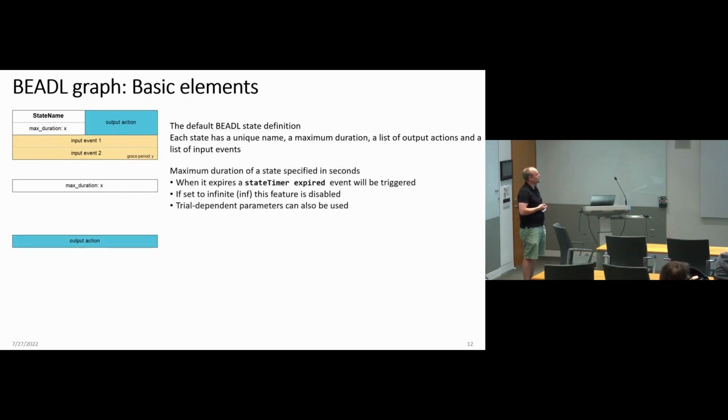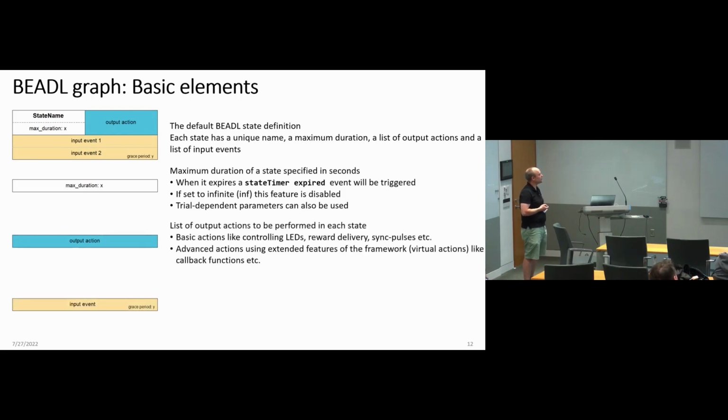We have a list of actions that we want to perform only in the state, and we have a list of events that can happen. You can see here we have also defined for events a so-called grace period. So we can define how long a certain event has to be minimally presented. With rats, for example, if they have to hold their head still for a given period of time, if they're not head fixed, they're not really good at doing that, so they tend to move their head back and forth a bit.